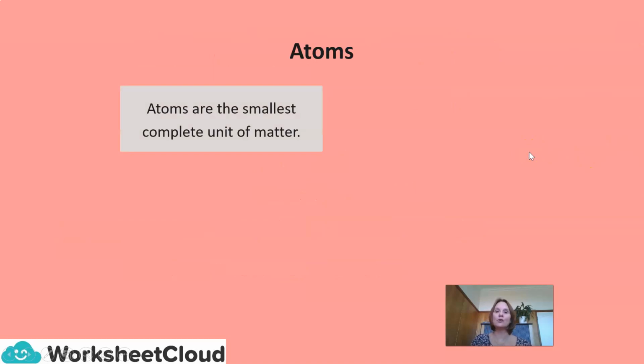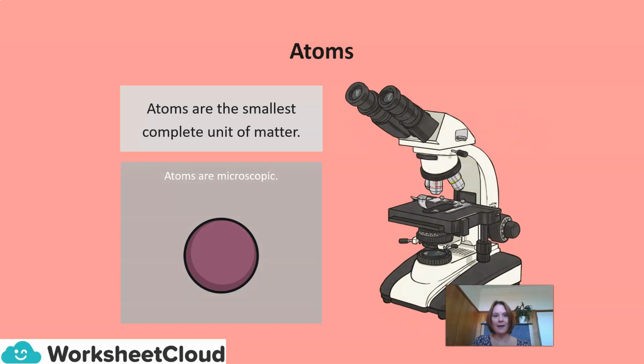So we're going to start off. To understand the periodic table, you have to understand atoms. Now, I know you've learned about atoms and you know what atoms are, but let's just take a look. Okay, so atoms are the smallest complete unit of matter. You know this, okay? Atoms are microscopic.